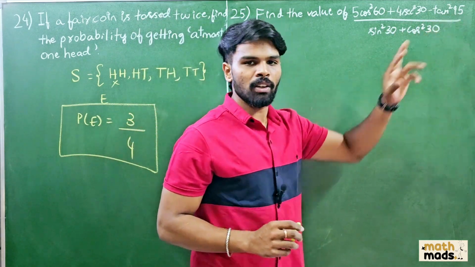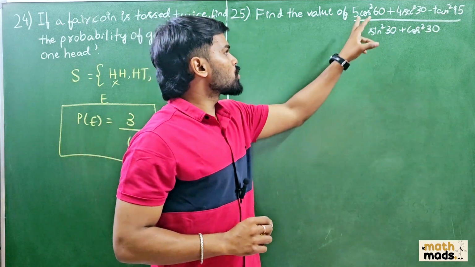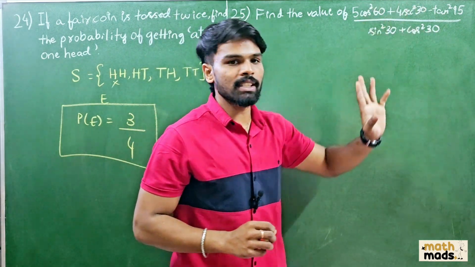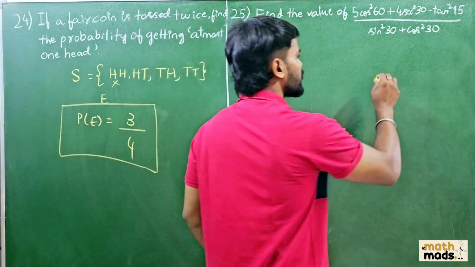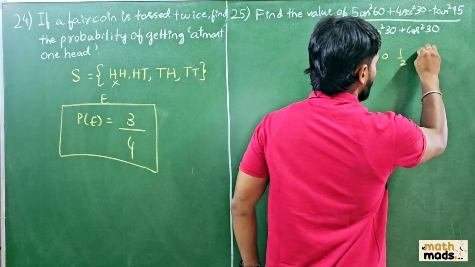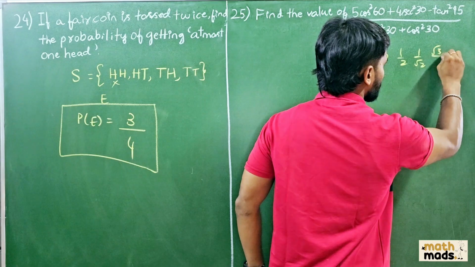I'm just telling it for your understanding. Tan square 45 here, you already know the value, it is 1. So you should know the value of cos square 60 and secant square 30. Now for that, I'll just write this: 1 by root 2, root 3 by 2 and 1.